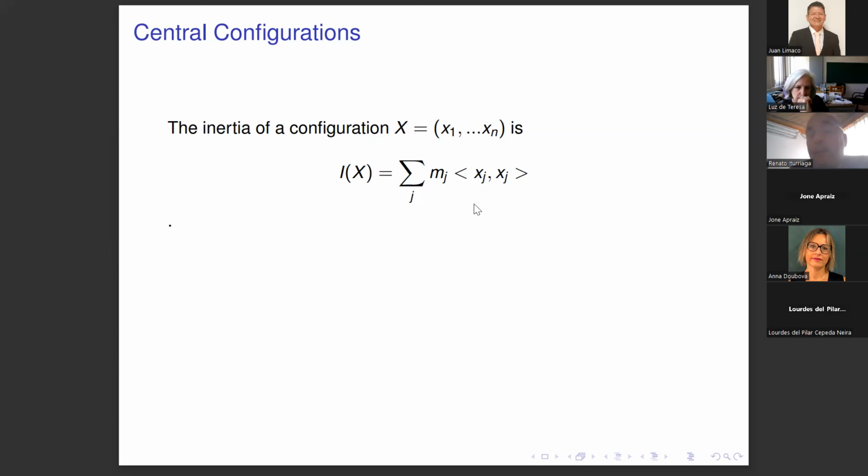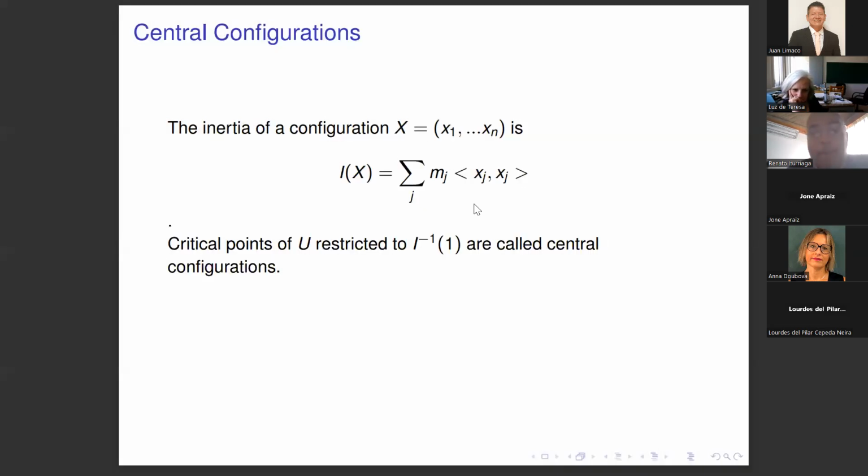It is a sphere, well, I mean an ellipsoid. What do I mean? The inverse values of a constant. So the energy level surfaces of these are ellipsoids, or a sphere if all the masses are equal. And precisely, critical points of the potential restricted to this sphere will be called central configurations.